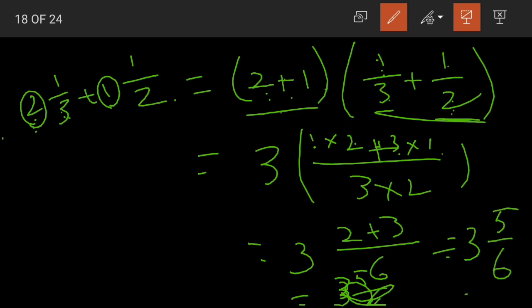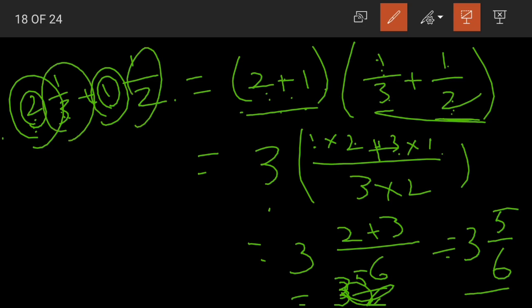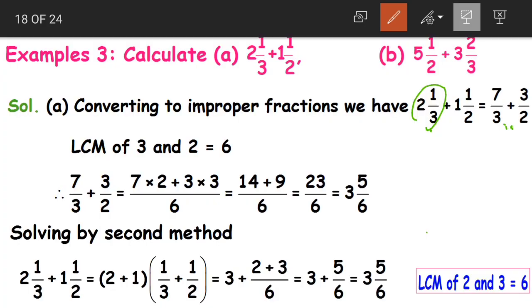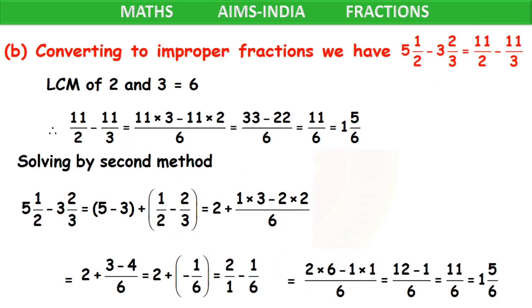It is again an easier way to solve, right? What did we do? It is the same as our previous answer. First we took the whole number parts, added them, and then we took the fractional parts and added them. Now when we put both the whole number and fractional parts together, it gives us the answer. Clear, students? These were the two methods of calculating.